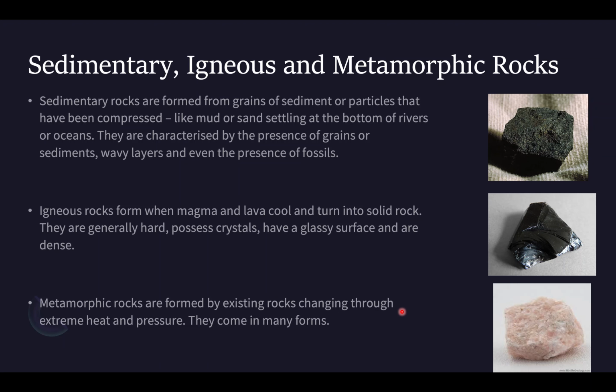Finally, there are metamorphic rocks. Now, these are weird to characterize, but they are formed by changing already existing rocks through extreme heat and pressure. So as a result, it's really hard to characterize these rocks under neatly identifiable boundaries. But examples like the one on the right is marble, and there's also quartzite and slate.